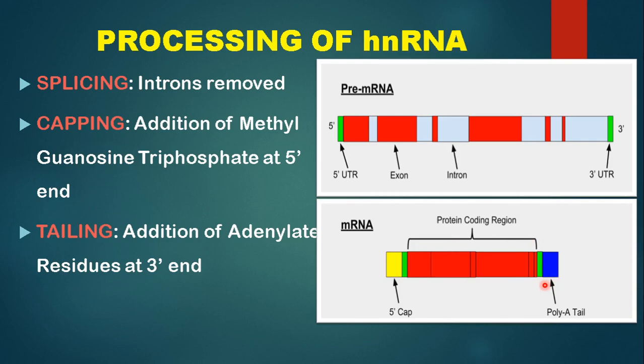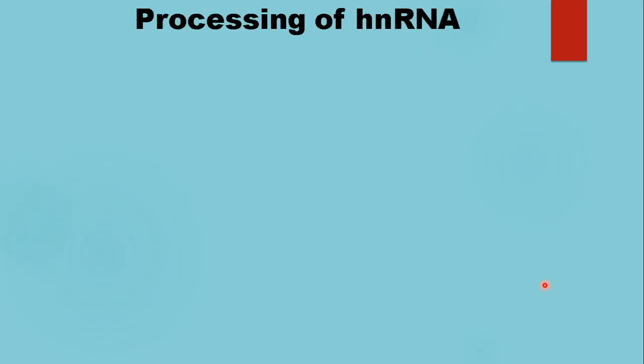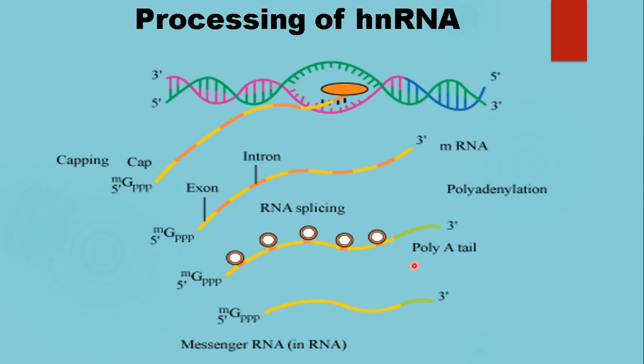Now let us have a look at one more slide, how splicing, capping and tailing actually take place. So here we have a figure as given in a textbook. This is the DNA, which is undergoing transcription. The polymerase shown here is undergoing transcription, and we have got here the hnRNA. What will happen to hnRNA, which is made up of exons and introns? The yellow ones are exons and the red ones are the introns.